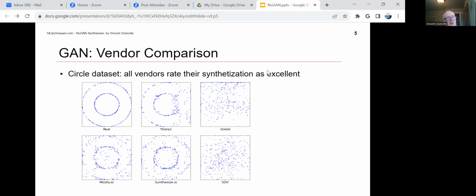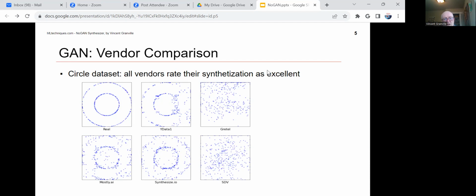So I briefly mentioned the evaluation metric. How do you assess whether your synthetization is good or bad? Is it mimicking the real data quite well? If it's an exact copy of the real data, it's also of no use. So there's a balance between making a perfect copy of your real data and being too far away from it. Anyway, there was one particular data set that I created. I call it the circle data set because it's very challenging for a lot of different methods, including GAN.